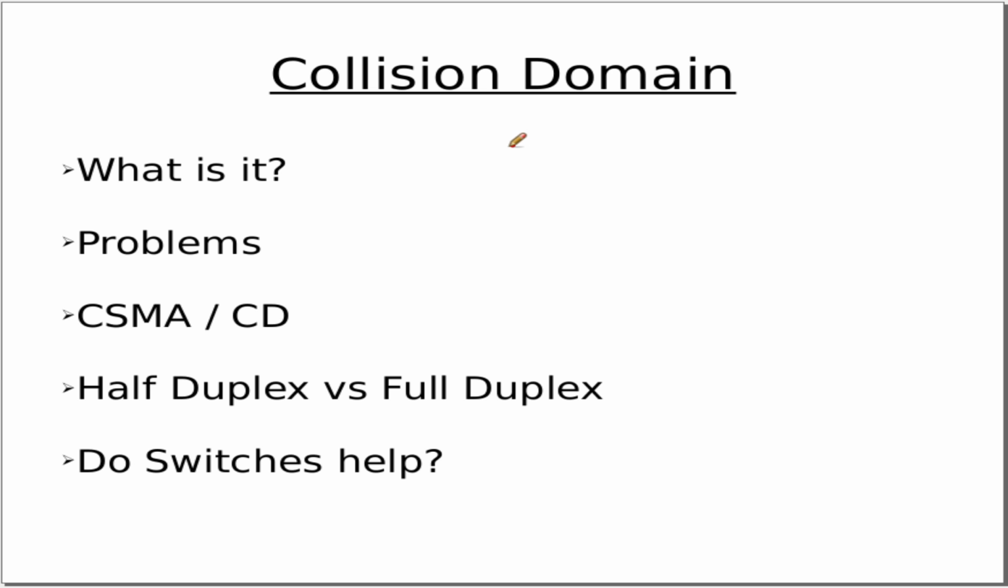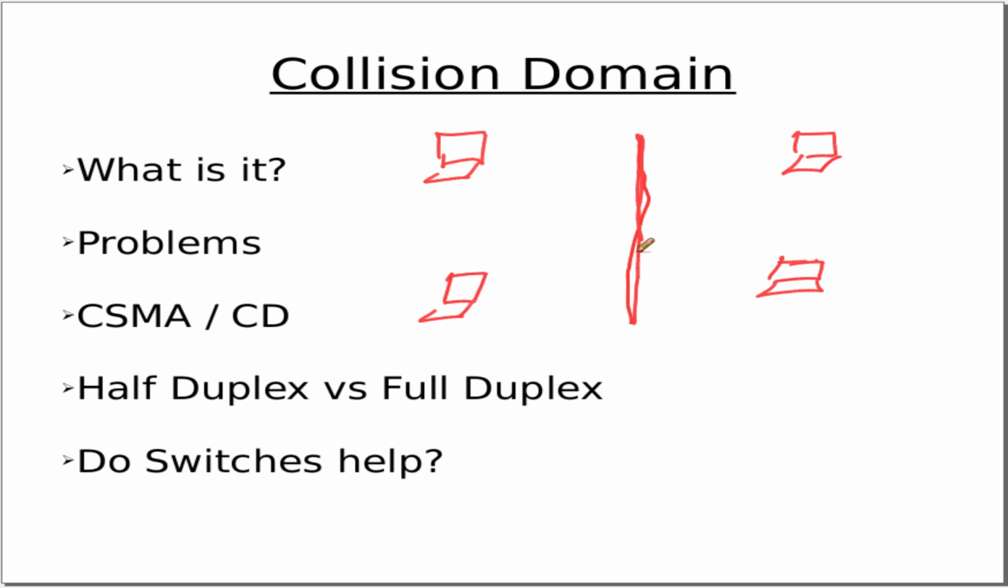an area where there are chances of collision or data getting corrupted. So let's say we have 4 PCs over here, and these PCs are connected with a shared medium. For the sake of this discussion, let's say this is a bus, or it's a wire onto which these 4 devices are connected through Ethernet.